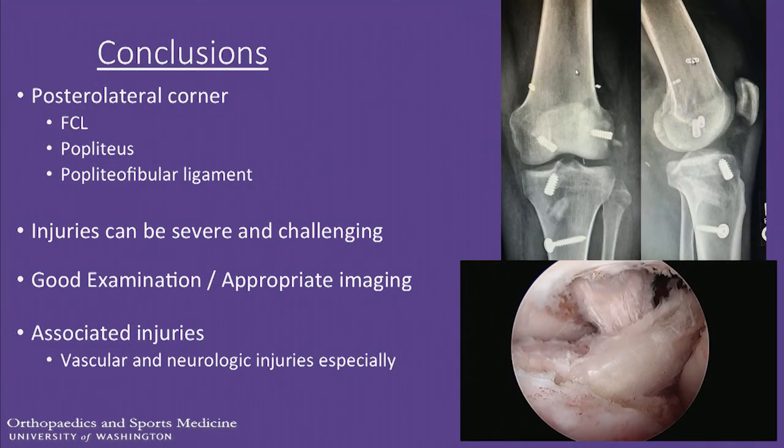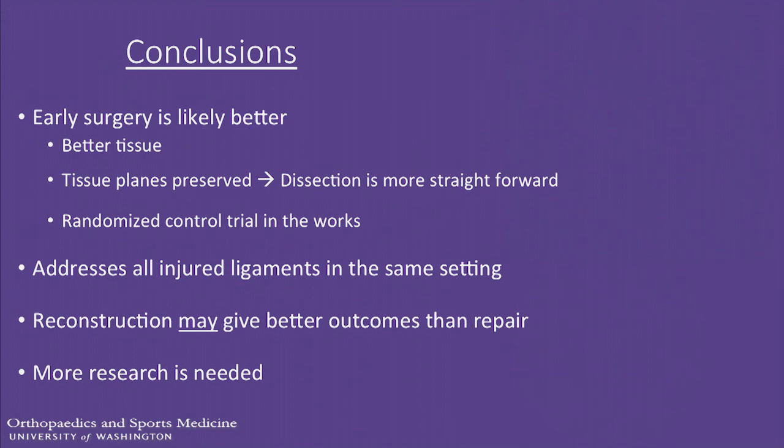To conclude, these are the structures that we cared about. We've talked about that. These are severe and challenging injuries. A good exam augmented with appropriate imaging is important. Be on the lookout for these vascular and neurologic injuries that are associated with them.